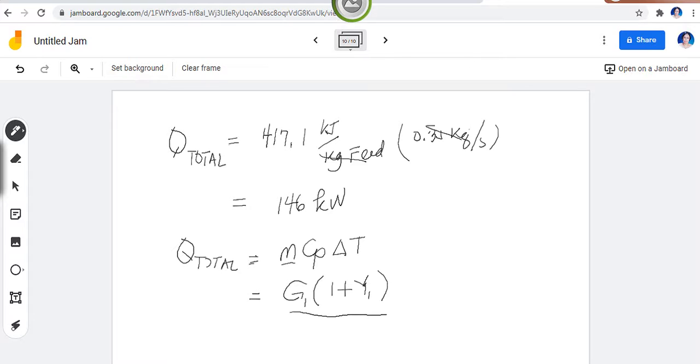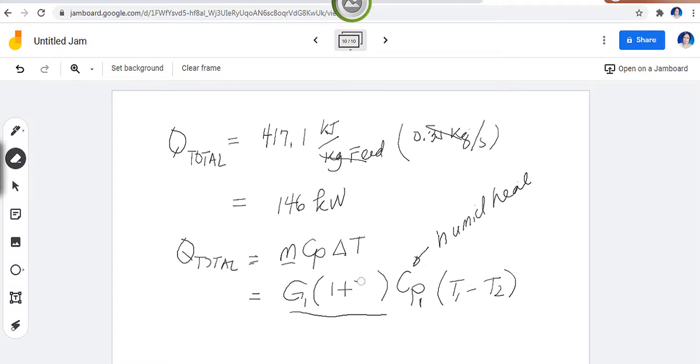For the Cp, you now need to determine the humid heat of the air. I'd like to label this as Cp1, the humid heat. We will determine it separately before we can determine the G1 from this formula. Then we have, of course, the T1 minus the T2 for the delta T. So again, the M in this formula is your G1 times the quantity 1 plus Y1, where Y1 is the humidity of the air that enters, times Cp1, the humid heat of the air and water vapor mixture, times the change in temperature.